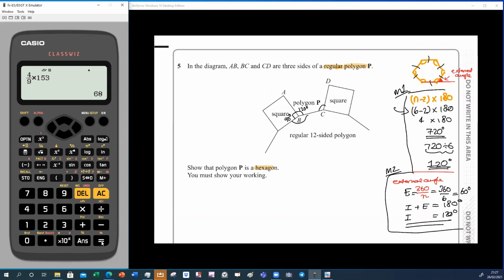Now, for a regular 12-sided polygon, we can do it again. Which method should we use now? This is for the hexagon, by the way. So for the 12-sided polygon now.